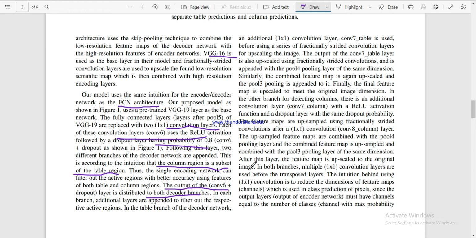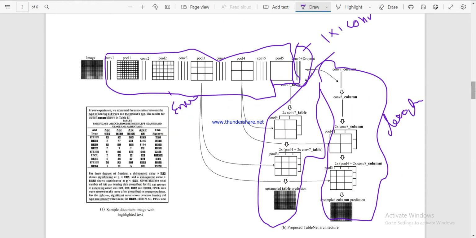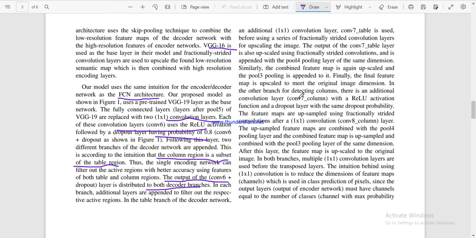So we have discussed the first branch. Now coming to the other branch for detecting column, there is an additional convolution layer, convolution 7 column, with a ReLU activation function and a dropout layer with the same dropout probability. Same dropout probability means 0.8.